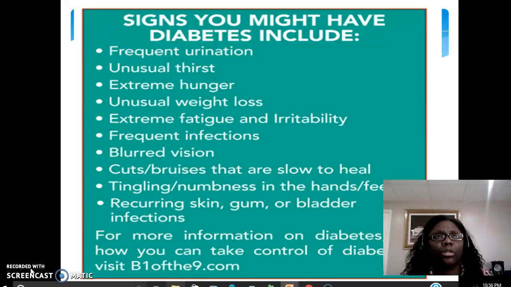Blurred vision, so you have problems with your eyesight. And because those major tissues are not receiving the oxygen that's needed, the energy that's needed, cuts and bruises are going to be slow to heal in those problematic areas.